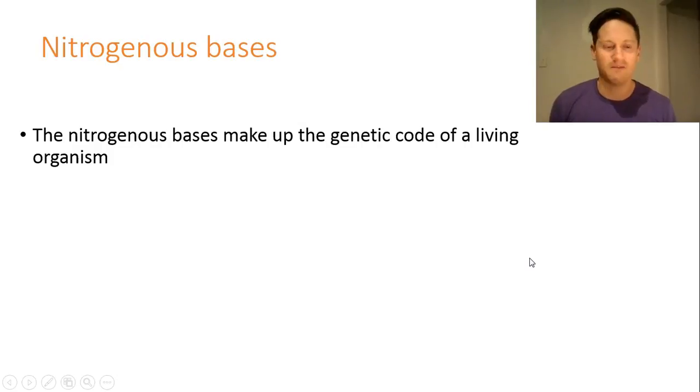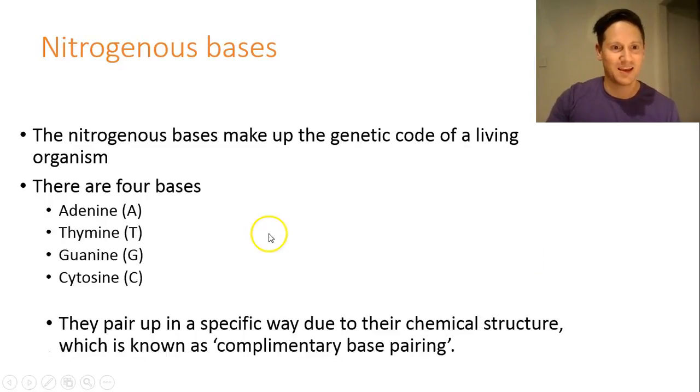So we'll go a little bit further into these nitrogenous bases. They make up the genetic code of living things, which I've just talked about. The 4 bases, as we've discussed earlier, are adenine, thymine, guanine, cytosine. The single letter code is probably a bit more important, but hopefully you'll get to learn these names as we go on.